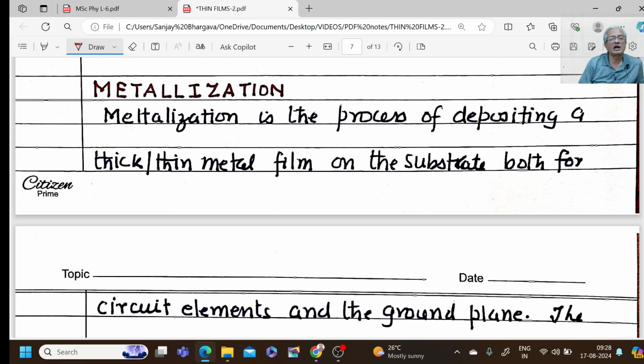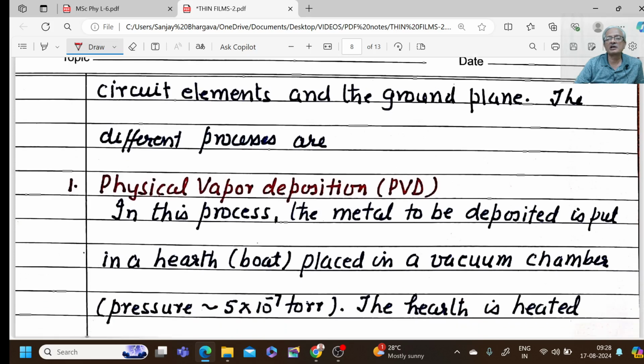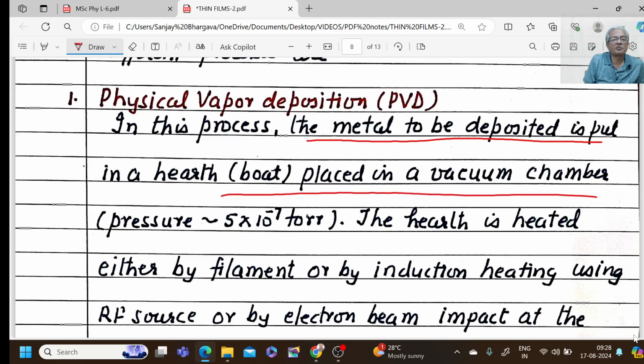Now come to the process of metallization. What is metallization? Metallization is the process of depositing a thick metal film on the substrate, both for circuit elements and the ground plane. The different processes that are used for metallization include physical vapor deposition. In this process, the metal to be deposited is put in a hearth boat placed in a vacuum chamber at a pressure of 5 into 10 raised to power minus 7 torr.